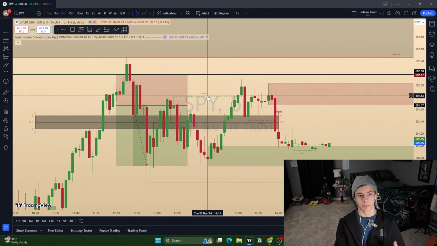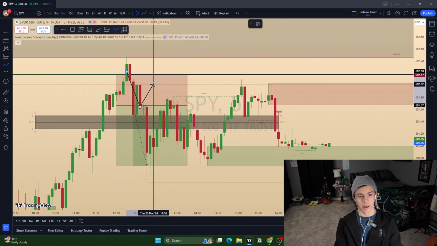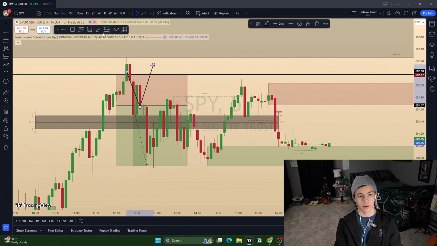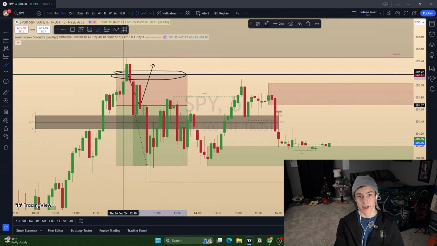Just to show you guys what I actually mean by risk management, if price were to invalidate this position and I would hit my stop loss right here, top of this red line, I would lose 10% of my account.